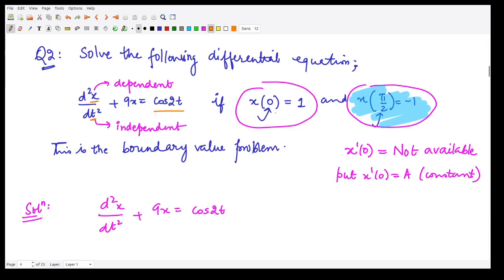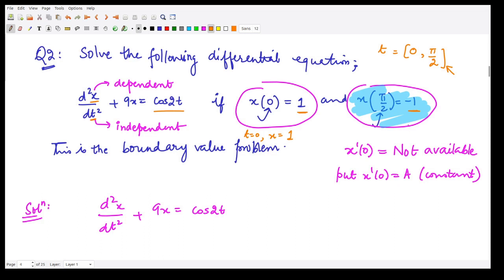So that means according to this condition, whenever t is equal to 0, the value of x is equal to 1. Here we are given this interval, the value of t is defined to be in the interval 0 to pi by 2. At this left boundary, the value of the dependent variable is equal to 1, and at this right boundary, the value of the dependent variable, that is x, is equal to -1. This is given to you, and here x dash 0 is not available. So what we will do, you'll see that in a moment.